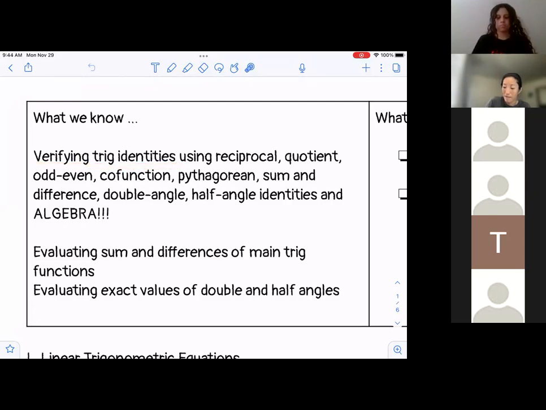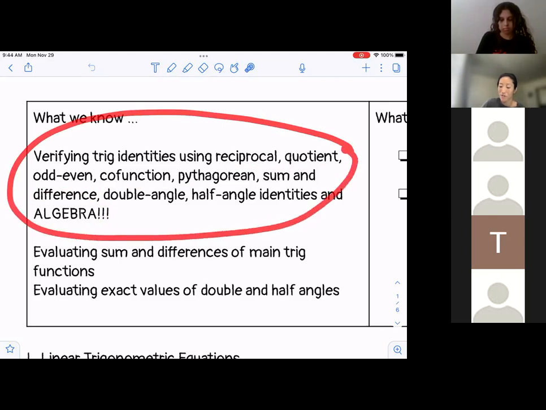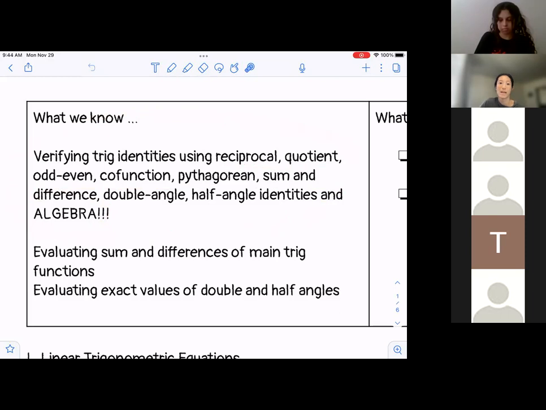We learned so many different tools: reciprocal, quotient, odd, even, cofunction, Pythagorean, sum and difference, double angle, half angle. We learned so many of those and they all require us to use a little bit of algebra as well. And I know that for some of us, the discussion may feel like, oh, why do I have to do this? But one of the reasons I like us to do the discussions is because it encourages you to verbalize some of these strategies, right? And even if you're having a hard time verbalizing them, being able to read someone else's strategy might help you figure out how you want to study and how you want to prepare, okay?